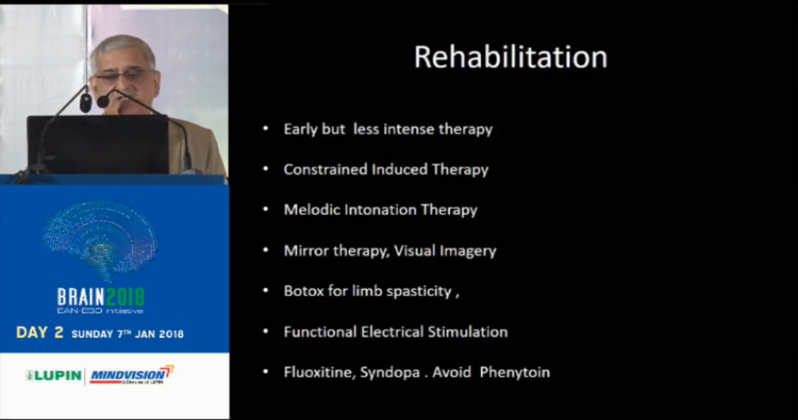There are also new techniques of rehabilitation like constraint-induced therapy, in which you tie the healthy hand so that the patient is compelled to use the weak hand. But you need to have some power in it, at least grade 2 to 3 power, then it works better. For aphasia, there is a new melodic intonation therapy, mirror therapy, visual imagery, Botox for limb spasticity, functional electrical stimulation. It depends on the setup one we have. But all these things are evidence-based, there are papers and they can be done.